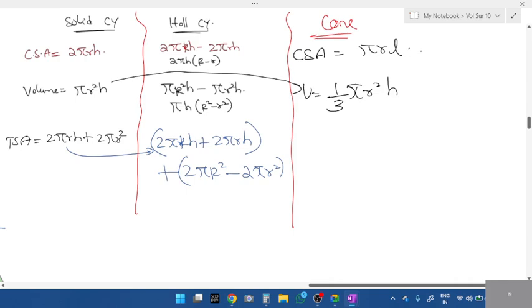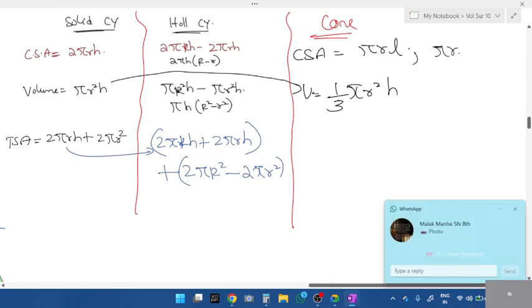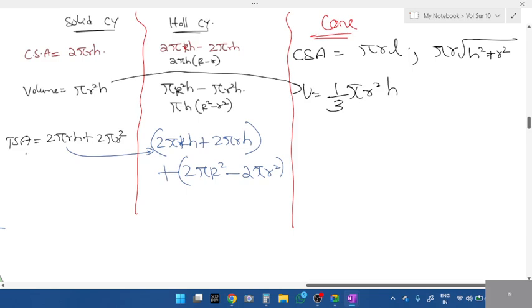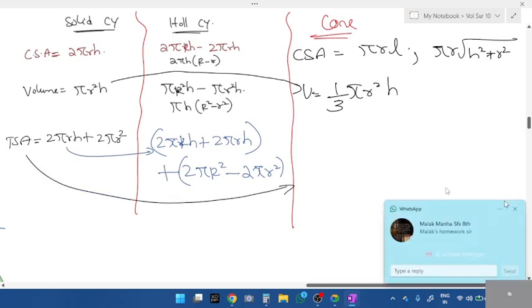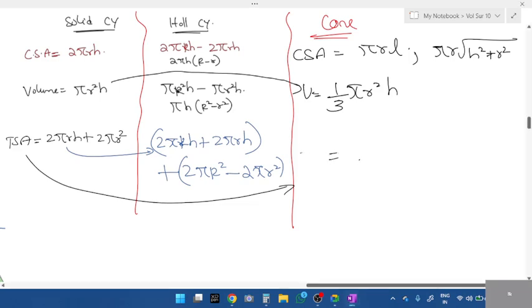Length. If length is not given, it is root of h square plus r square. Write it like this, students. Study it, compare it like this. Next, look at total surface area. Just divide both. We don't take 2. Pi r h. Instead of h, what should I write?